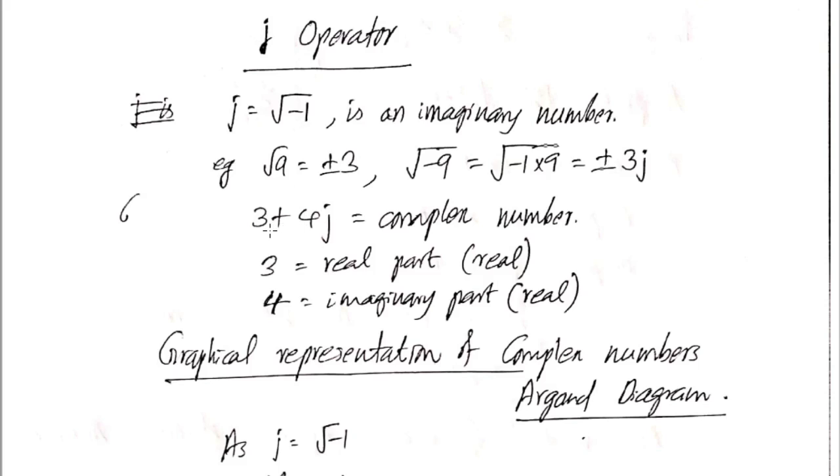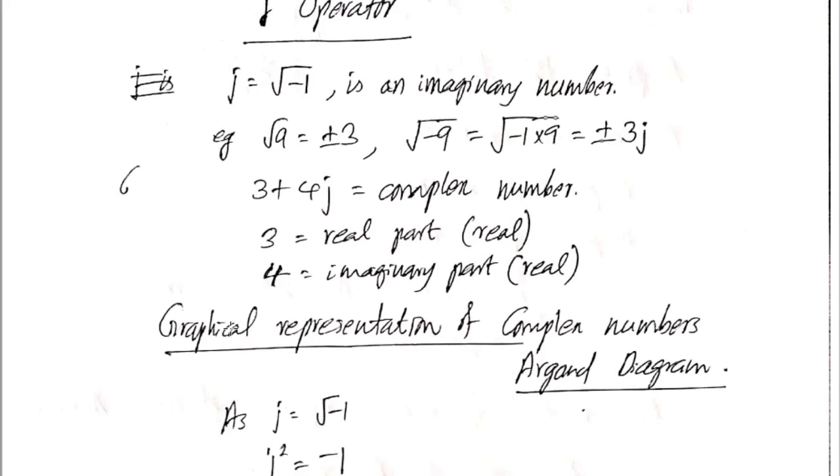And if you have a number like 3 plus 4j, out of that, 3 is the real number and 4j is the imaginary number. This type of number consisting of both real and imaginary parts is called a complex number. So in a complex number there will be a real part. Here 3 is the real part, and the coefficient of j, here 4, is called the imaginary part. Remember, the imaginary part is also a real number, because 4 is a real number, but 4j is imaginary, and 4 is called the imaginary part of the complex number.